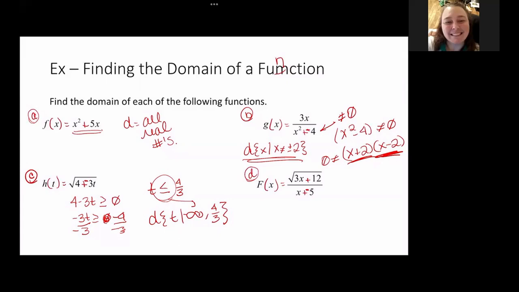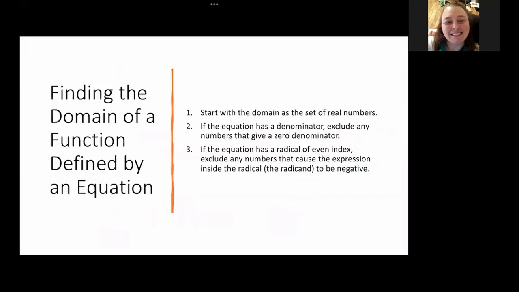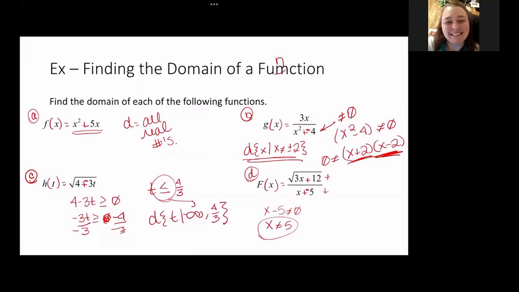Now, this one has two parts, right? Part 1, part 2. So let's look at the bottom first. This cannot equal 0, so x cannot equal 5. That's part of it. Now let's look at the top. 3x plus 12 has to be greater than or equal to 0. So 3x has to be greater than or equal to negative 12. x has to be greater than or equal to negative 4.